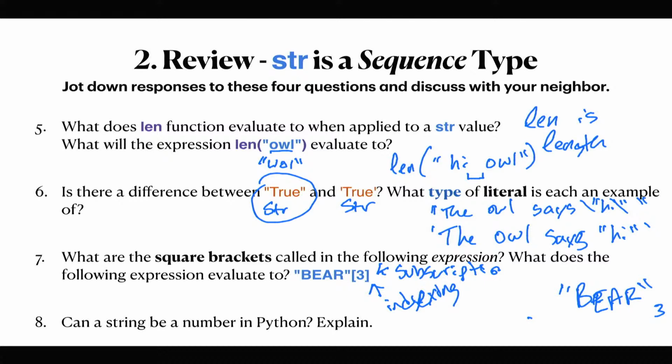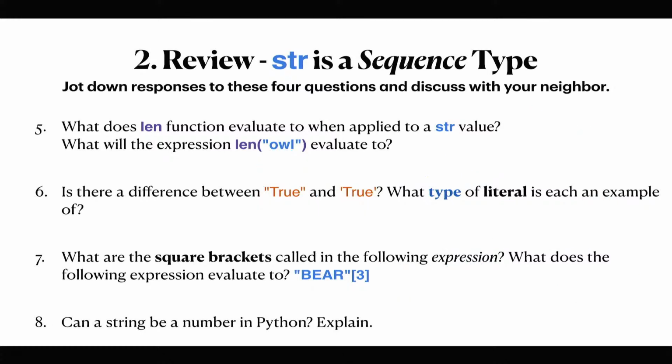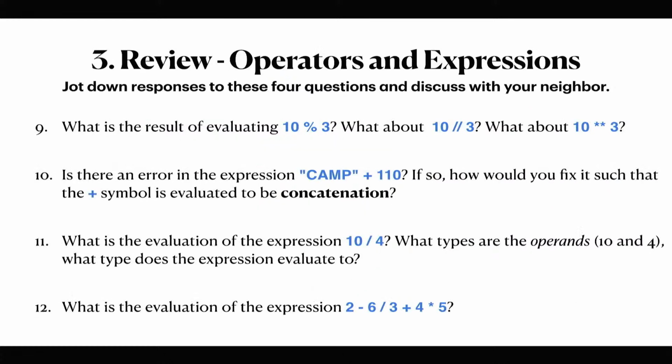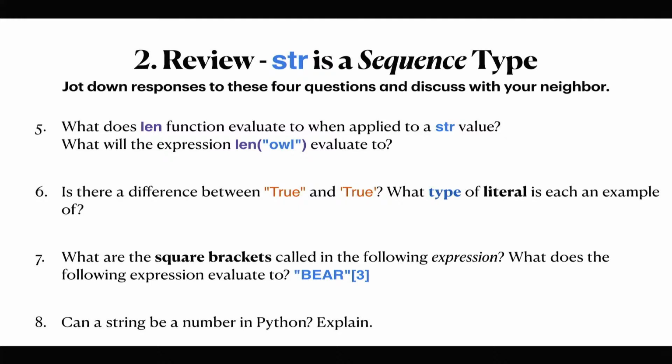We are going to use this to try and look for a specific item at a specific index within our sequence. And here with bear, as a reminder, all sequences start with 0, 1, 2, 3. So if we asked for the item at index 3, we would get back the single character string R as what exists there. Great. And then last question is, can a string be a number in Python?